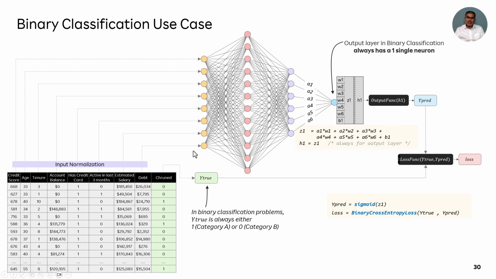How many output neurons? As I said, in binary classification, you have to emit either a 1 or a 0. So you just need 1. That's why you have 1 neuron here in the output. Okay.